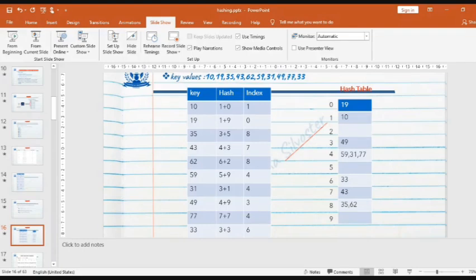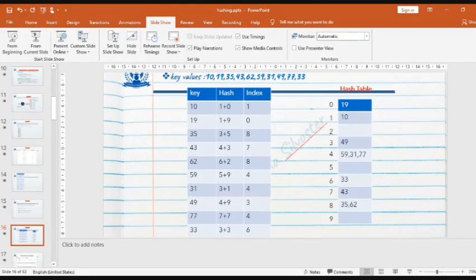Then the hash column. It is given that the hash function is the sum of the digits. So what are the digits here? Key value, what are the digits? The first key is 10, so the digits are 1 and 0. Add 1 and 0, and we get 1. Then we take the unit place. What is the unit place? The unit place is 1, so the index is 1. Did you get it?